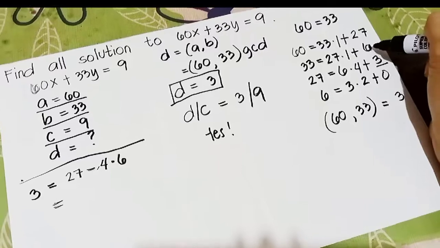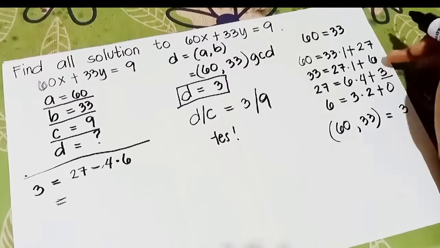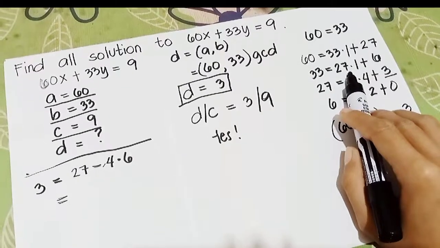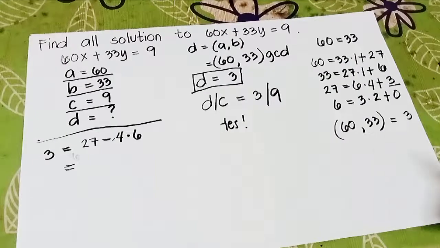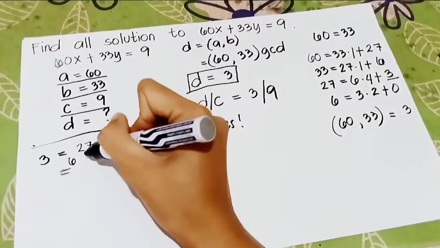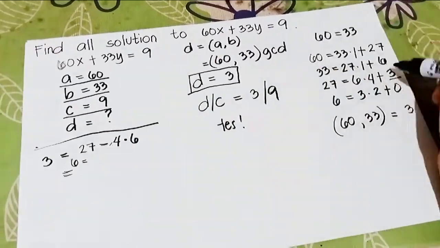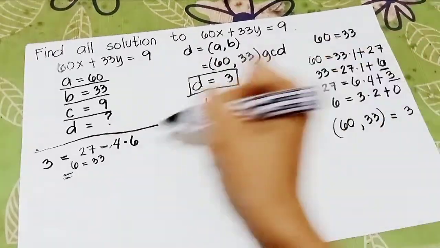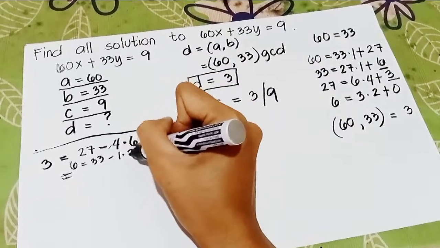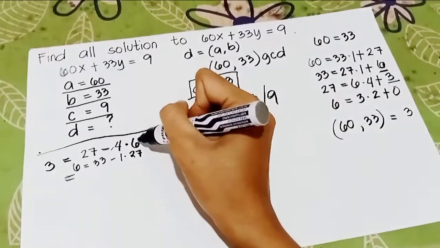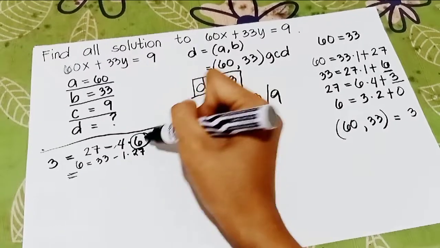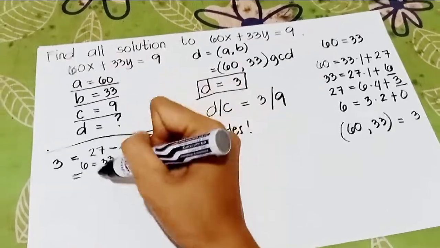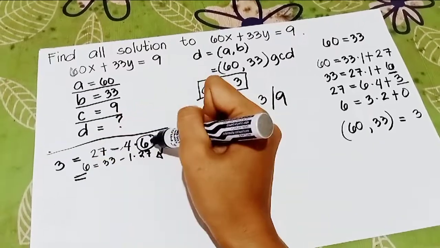Now, let's proceed to the next, which is 6. The value of 6 is 33 here, minus 1 times 27. Since 6 here equals 6 here, 33 minus 1 times 27. So, 6. What will happen? It turns like that. So, let's put the value of 6 here.